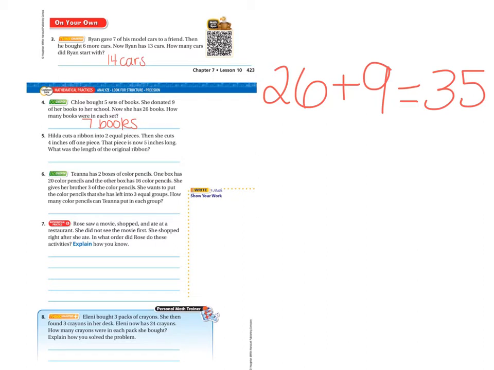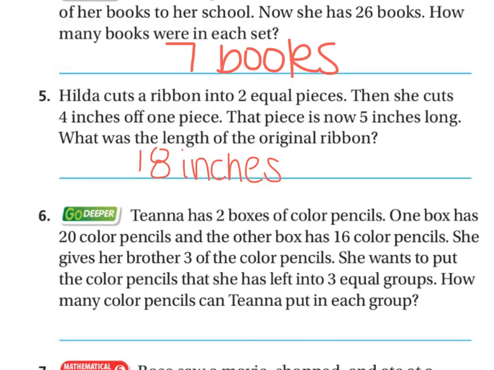But remember, we want to know about the sets. So those 35 books are in 5 sets. To figure out how many books in a set, we would divide 35 by the 5 sets, which brings us to our 7 books in a set, which is our answer. Moving on to number 5. If you got 18 inches, you may fast forward now.